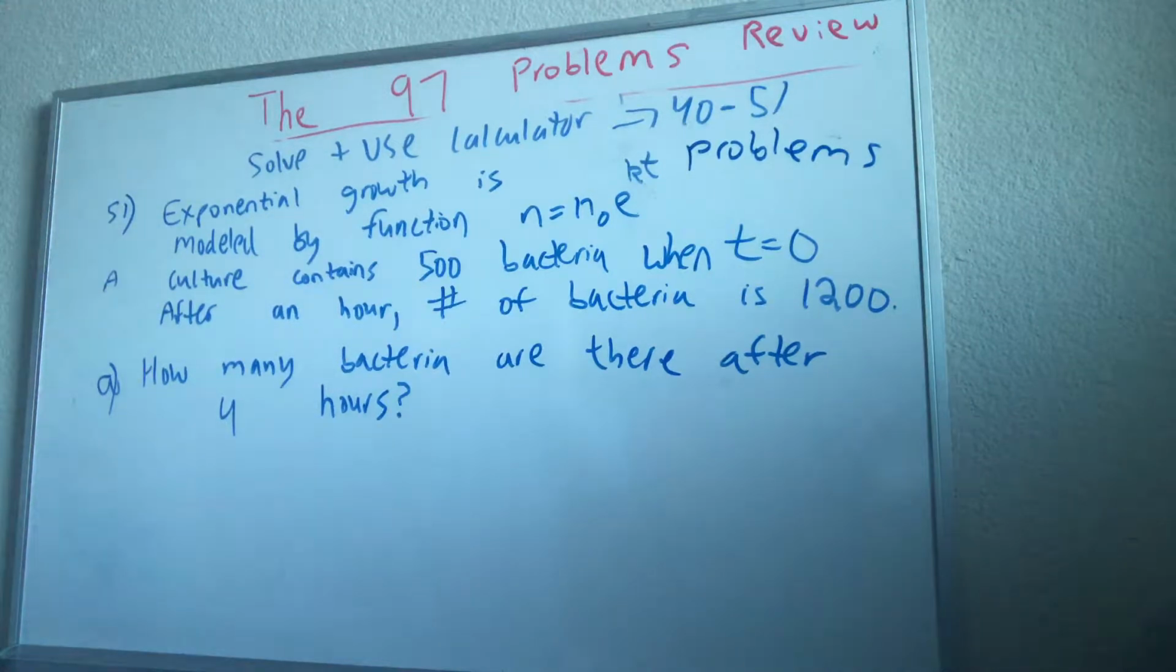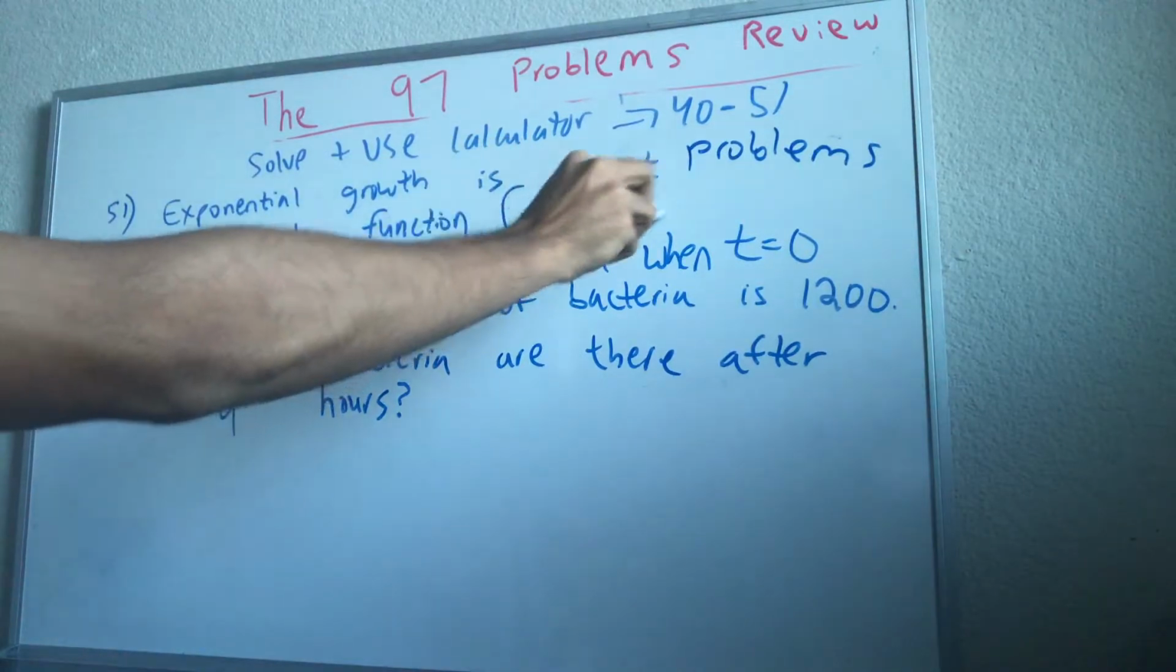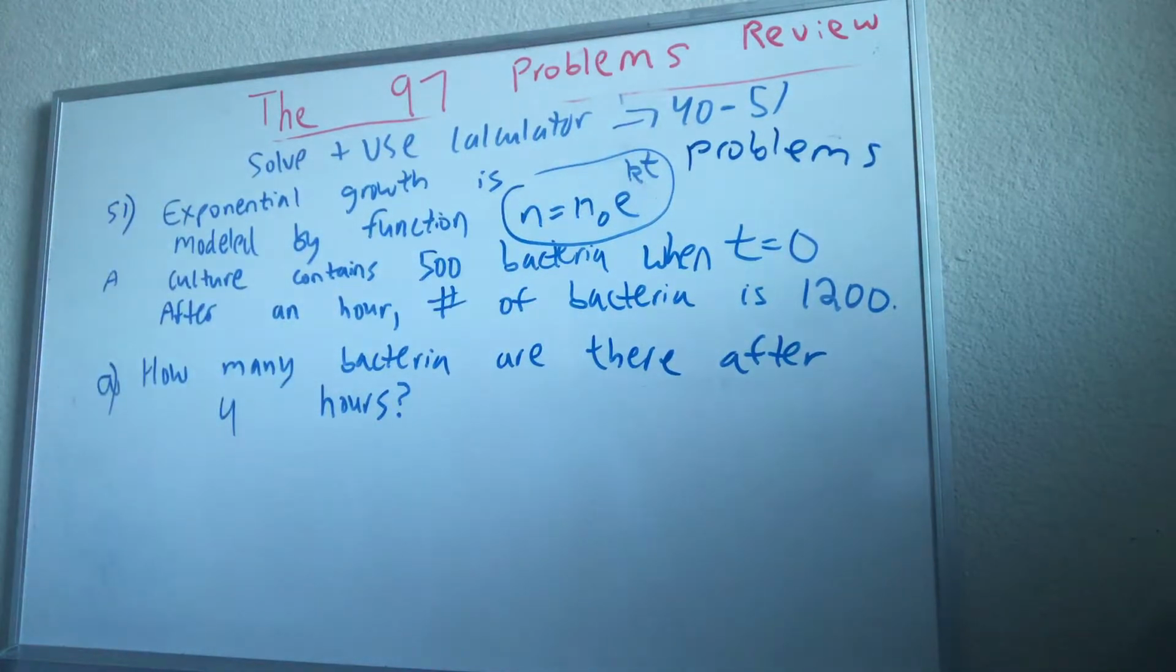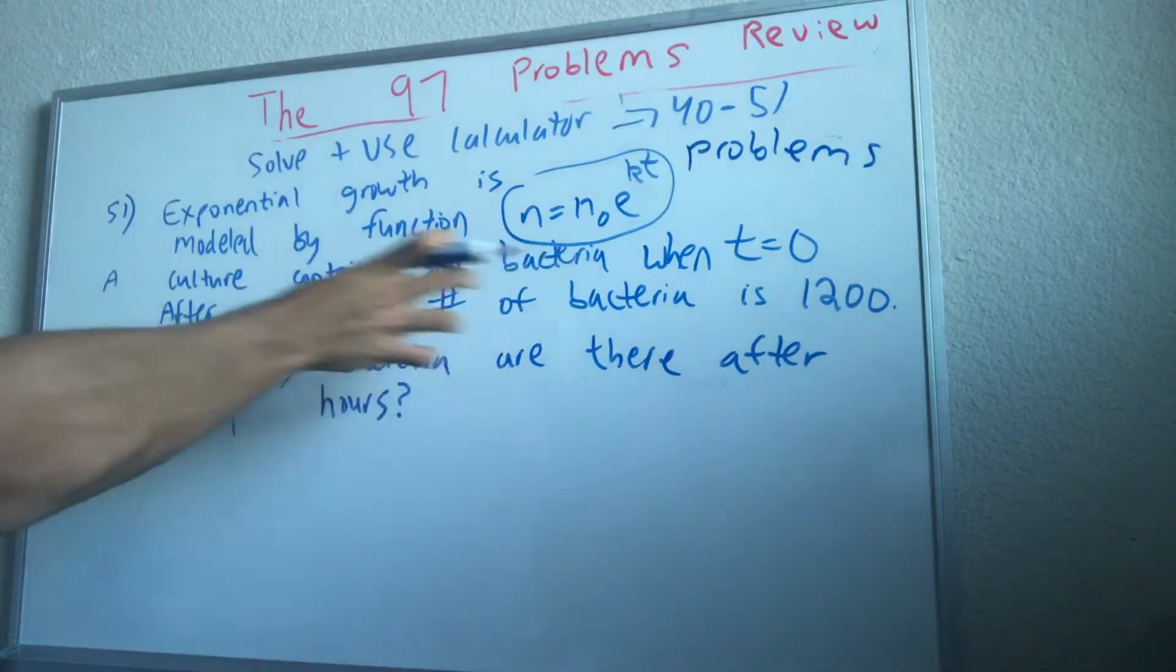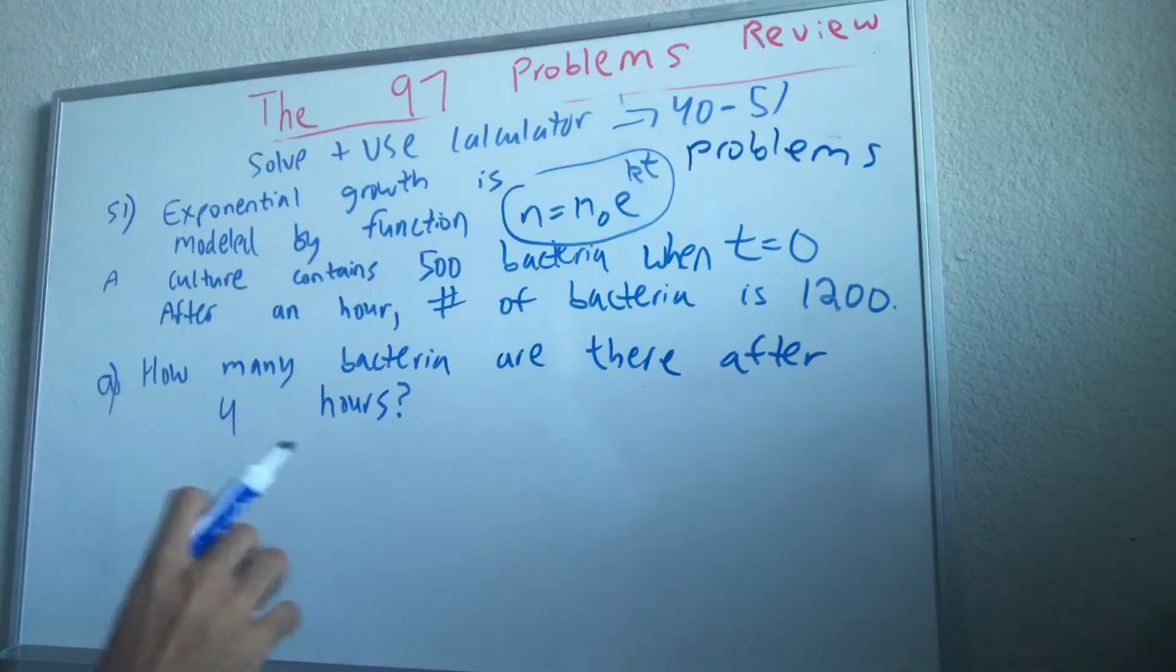So this is problem number 51, your last problem that you need a calculator for. It states that the exponential growth is modeled by the following function given over here. We know that a culture contains 500 bacteria when t is equal to 0, and after 1 hour the number of bacteria is 1200. So we know this, and this is important information that is given to us.